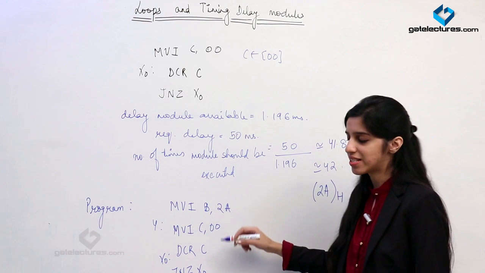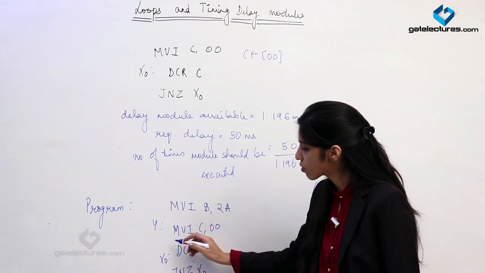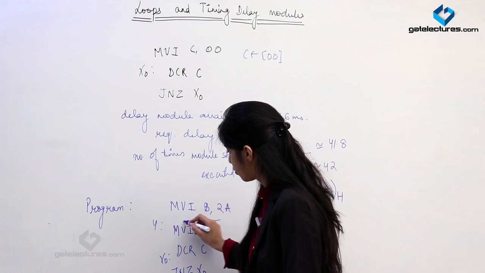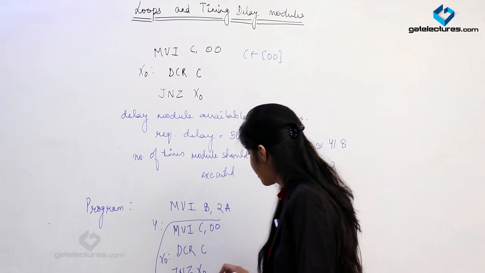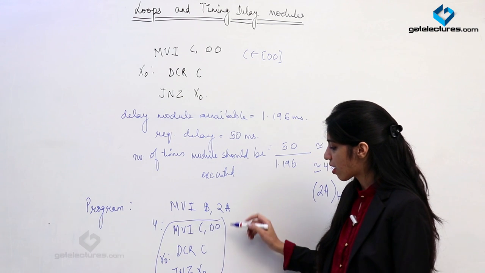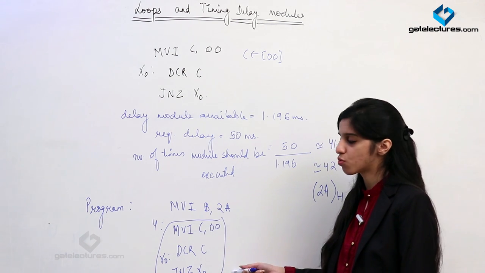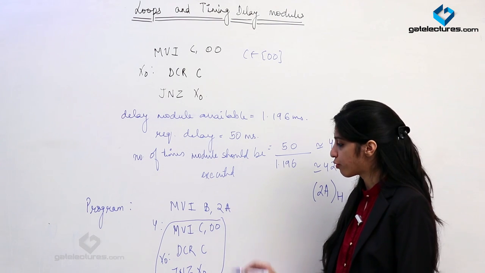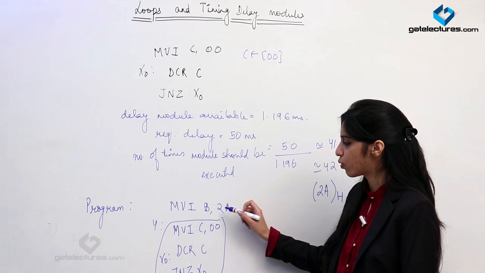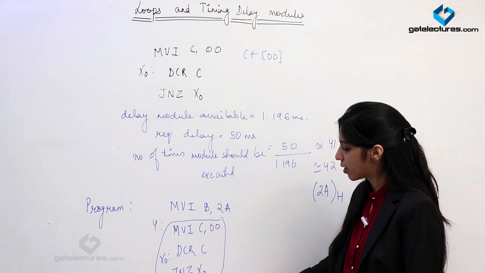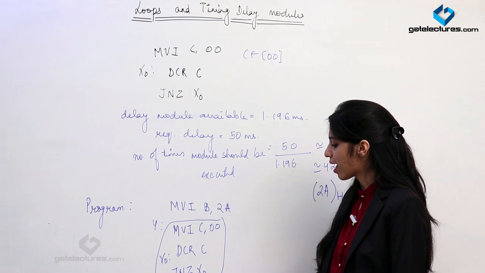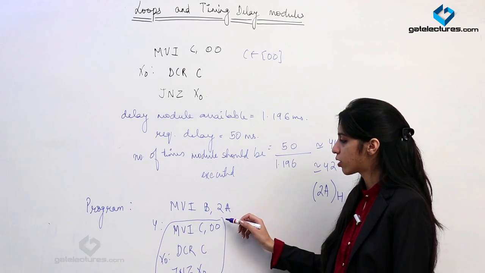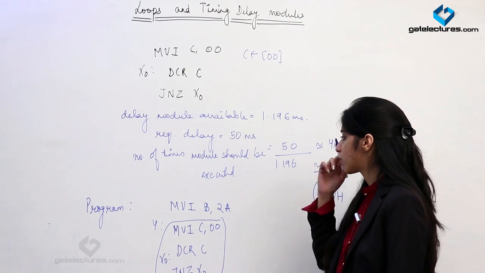This is known as nesting of loops. A loop is going to run inside another loop. This is a loop inside another loop. This is known as nesting of loops. So this program is going to run 42 times, right? Since you have loaded B with 2A, every time B will get decremented and you check it for zero. So this module is going to run 42 times and it will produce a total delay of 50 milliseconds.